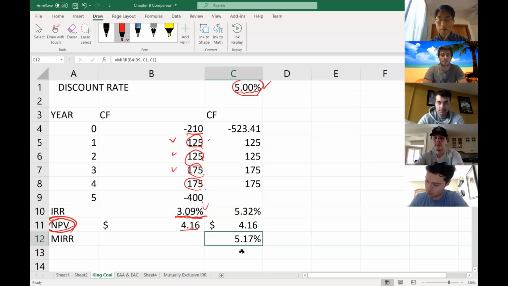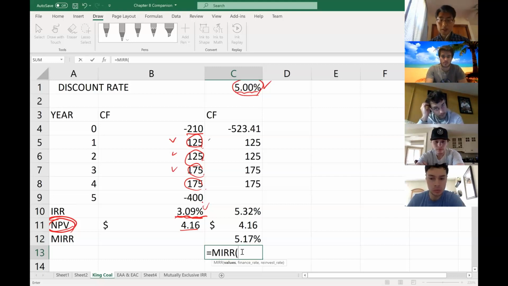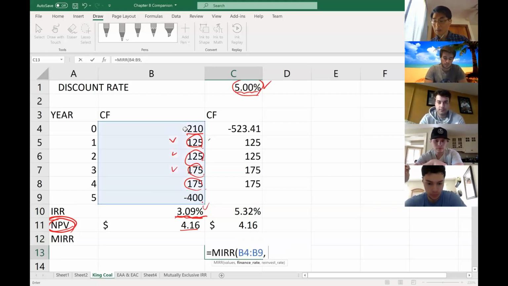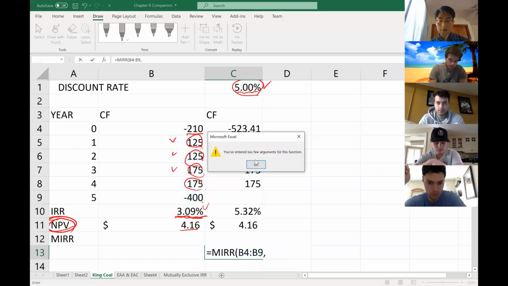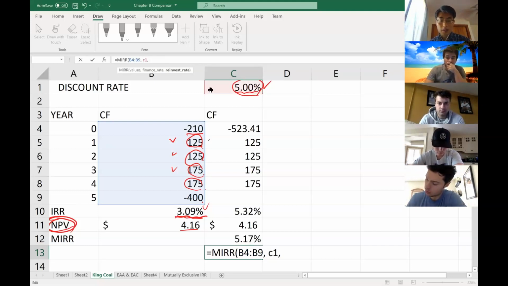So when you look at the MIRR function, let me show you. Type in equal MIRR. When you open up a parenthesis, it'll ask for the values. So we will highlight all the values. Then it'll ask for the finance rate, which is the discount rate, basically, right? And C1. And then it will ask for the reinvestment rate. So we can actually determine whether the company can reinvest at the rate of the discount rate or any other rate. So in case of NPV, we are assuming that any cash inflows can be reinvested at the rate of discount rate. So we will just say discount rate again.